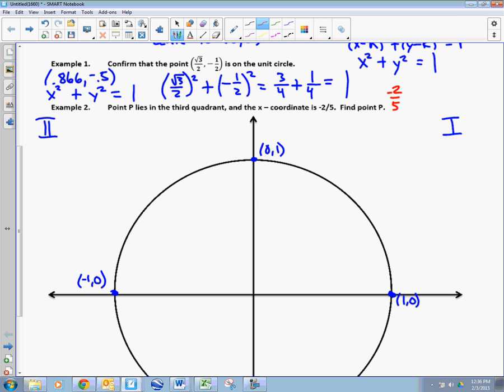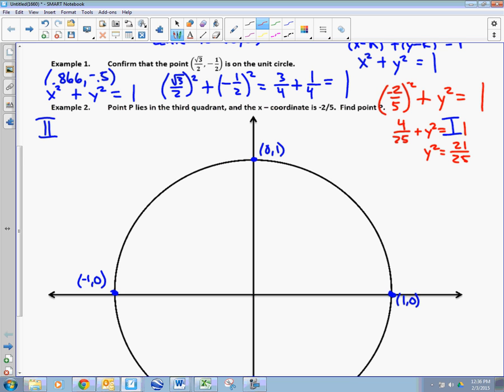Negative 2/5 squared, very good. Plus what? Y squared is equal to 1. What is negative 2/5 squared? 4/25 plus y squared is 1. Then what? So what's 25/25 minus 4/25? 21 over 25. And then you square root both sides, correct?